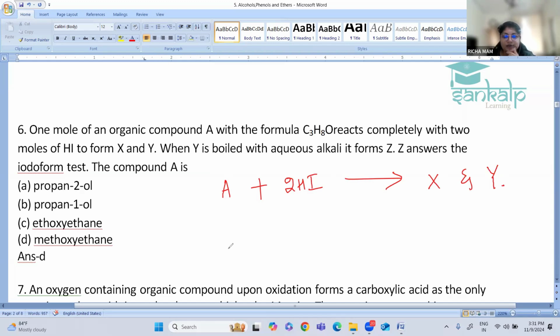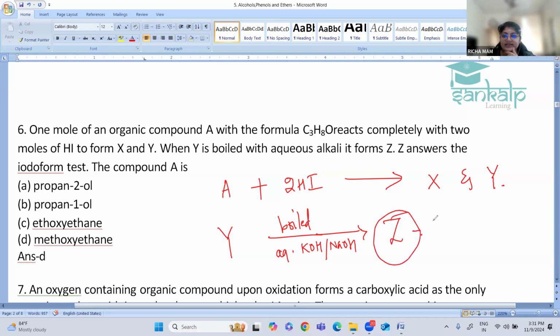This Y is boiled with alkali, aqueous alkali. Can I take KOH or NaOH? This is alkali, I can take KOH or NaOH. So I have taken aqueous KOH or NaOH. What am I going to get? I'm going to get Z. This Z is answering the iodoform test. They have asked what is the compound A.